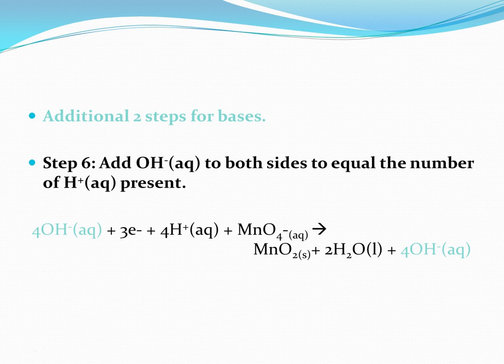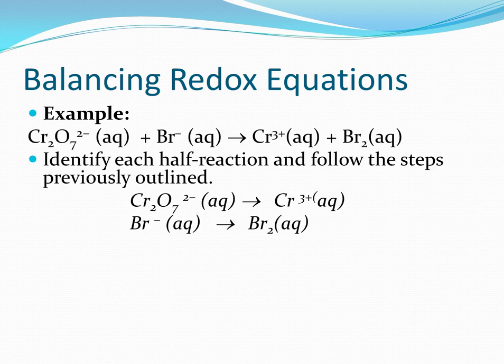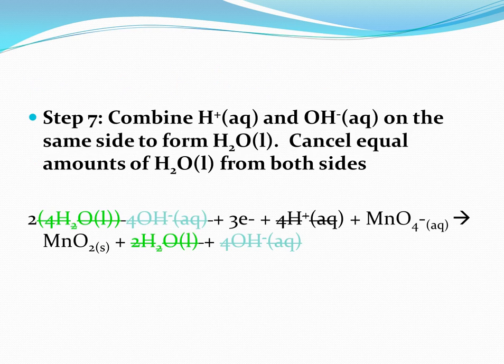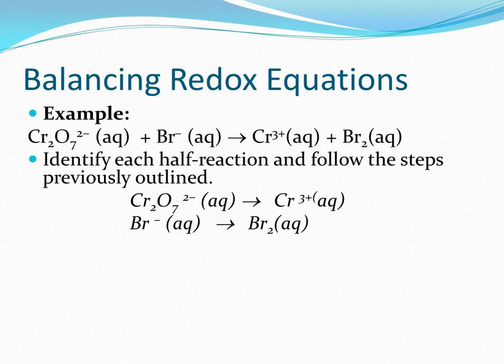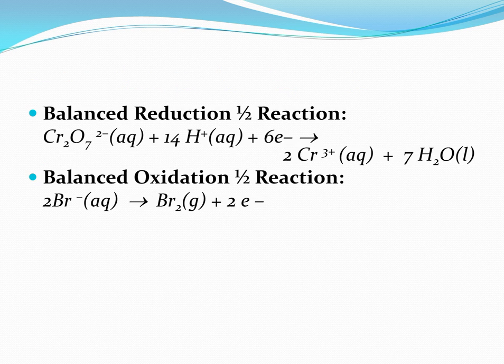Step 6 involves adding hydroxide ions to both sides equal to the number of hydrogen ions present. In step 7, any hydrogen ions and hydroxide ions are combined, and water is canceled out from both sides if possible. Do steps 6 and 7 look familiar? They should. They are the same final steps for bases from balancing with oxidation numbers.